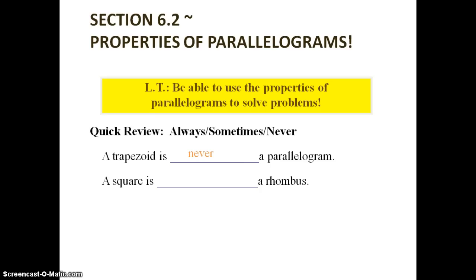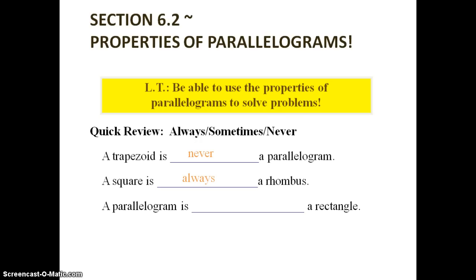A square is blank a rhombus. A square is always a rhombus because the properties of a rhombus is that it has two sets of parallel sides and all sides are equal. And a square has two sets of parallel sides and all the sides are equal.